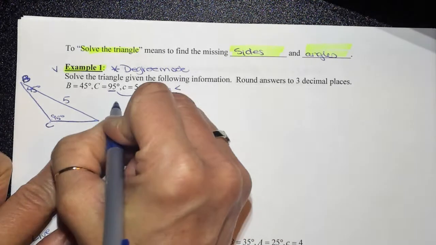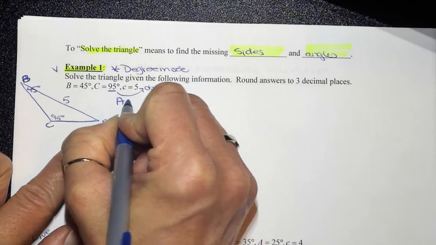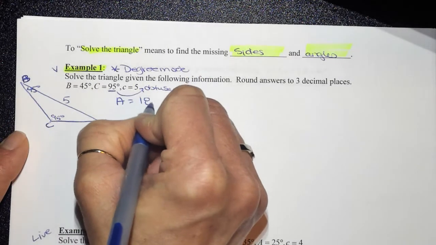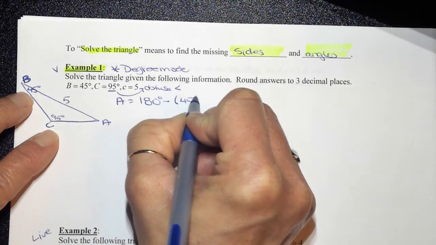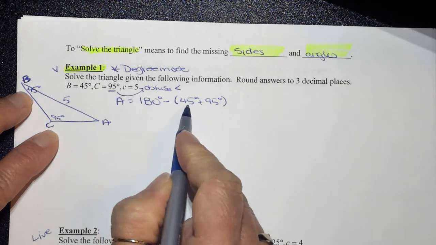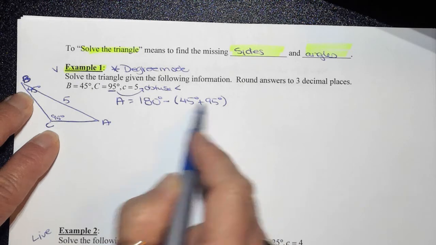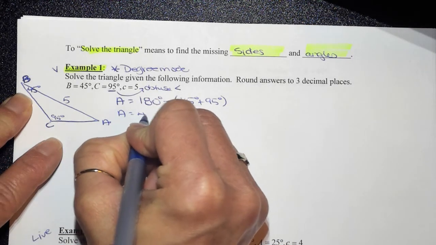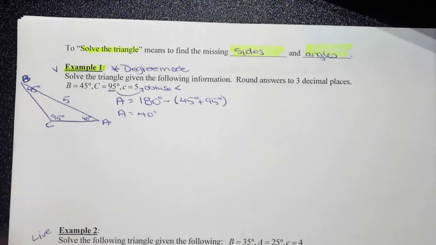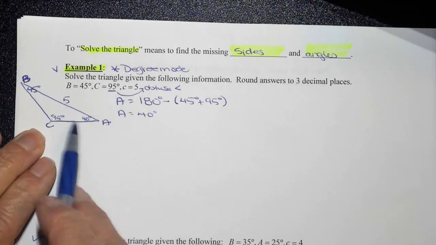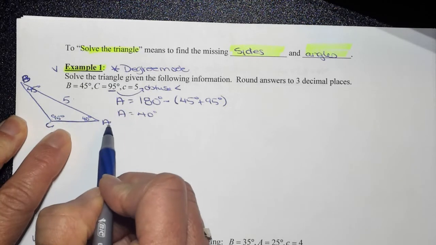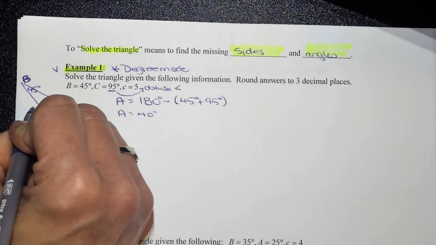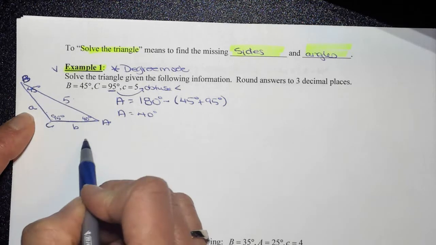So I can actually find angle A by taking 180 degrees minus the sum of the 2 angles that we were given, which is 45 degrees plus 95 degrees. So that is 140. So that means angle A is 40 degrees. So I'll put 40 degrees here. Okay? So now we have all of our angles, and we actually have one side. So this is actually angle C, and if you recall, that means that this is going to be side A, and this is going to be side B. Remember, your sides are across from the angles.